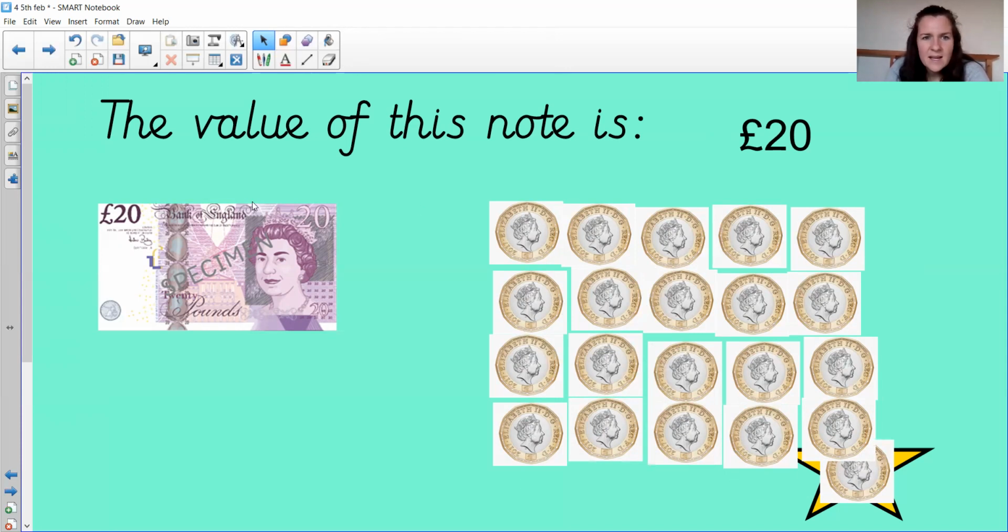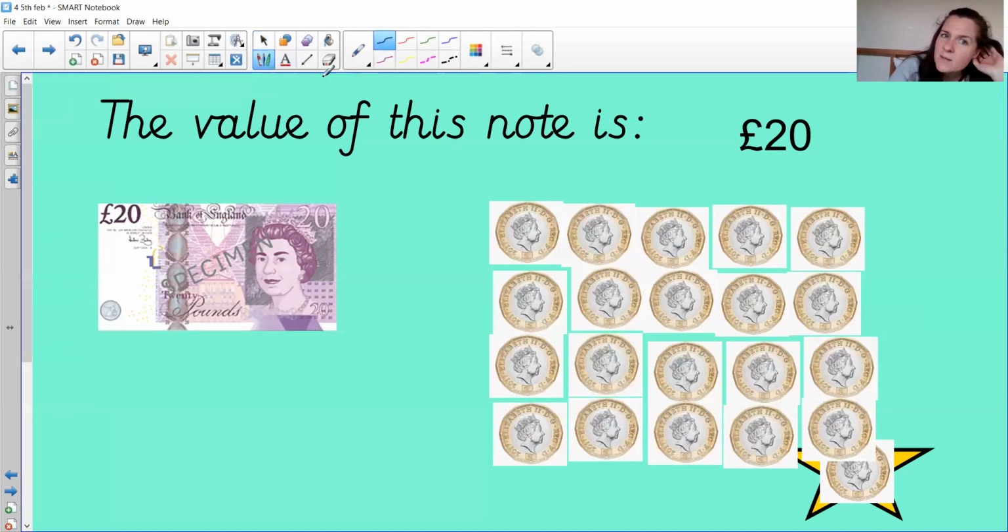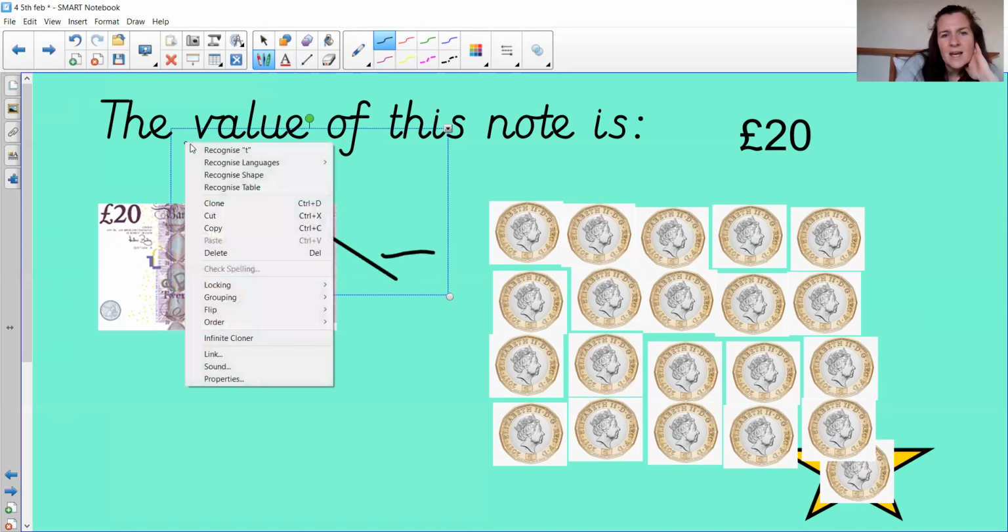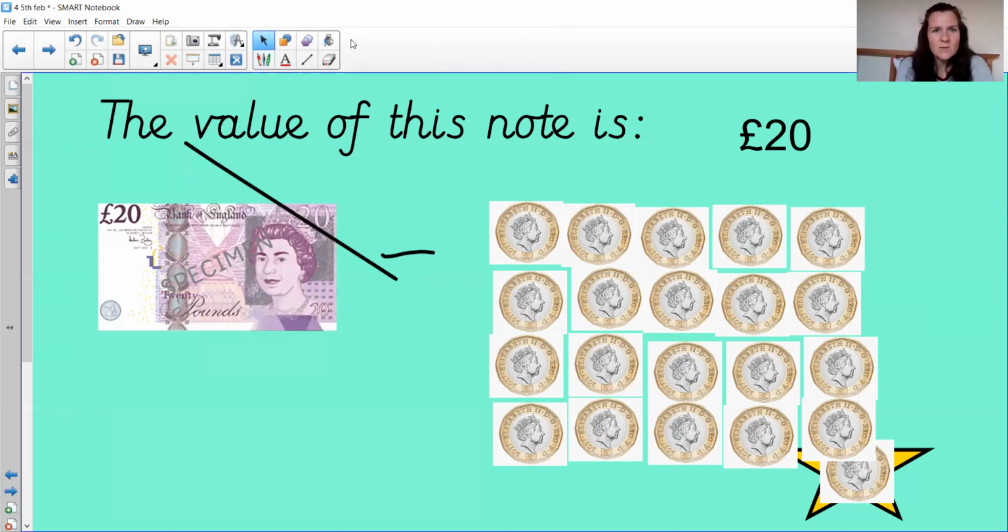£20 coins is the same value as a £20 note. So I can draw a symbol now. So I'm going to listen to you. What symbol do I need to draw to show that these two are equal values? Yes, it's the equal sign. Oh goodness, what happened to our equal sign? Oh, let's get rid of that. The computer's having a funny five minutes. There we go. Okay, so now we can say that £20 is equal to £20. And up here we've got £20 written as well with the pound sign.